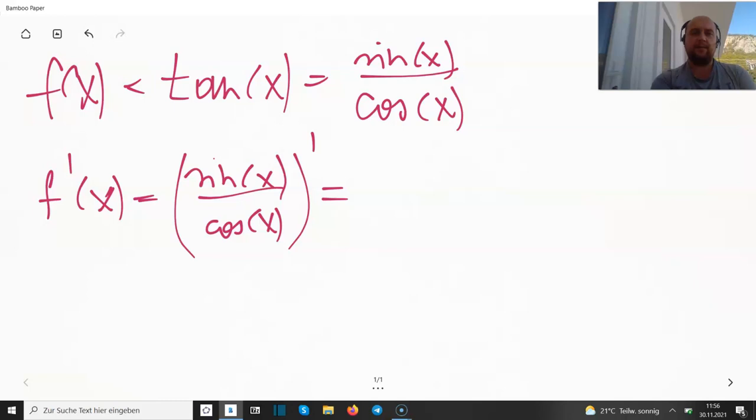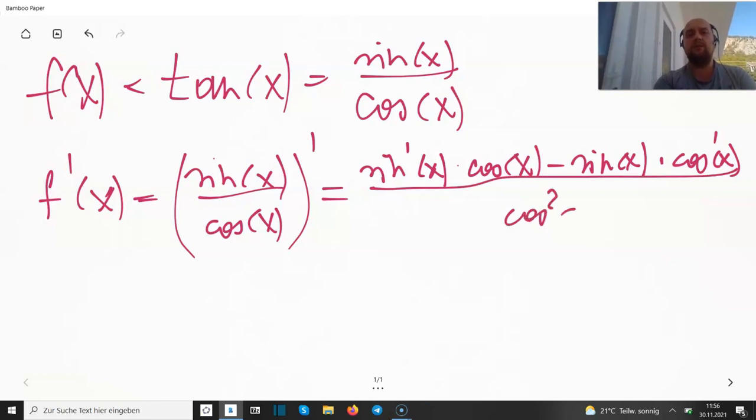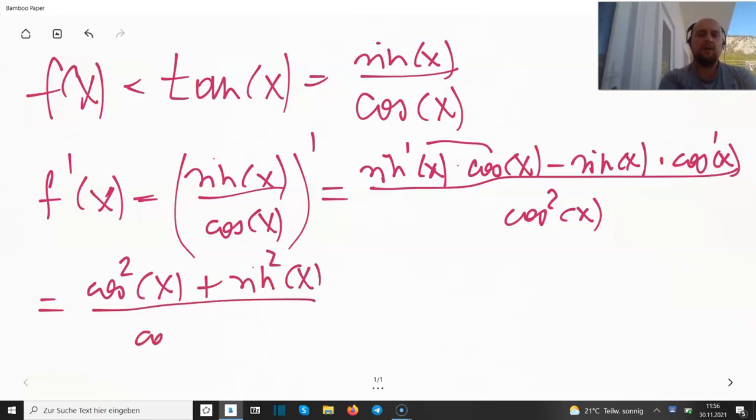Okay, so let's see. We have the derivative of the sine times the cosine minus the sine times the derivative of the cosine of x, and now we're dividing it by the cosine squared of x. All right. So the derivative of the sine is the cosine. That means we have cosine twice, so it's cosine squared. And the derivative of the cosine is the minus sine, which means we have minus minus, so plus sine squared of x. Divided over the cosine squared of x.